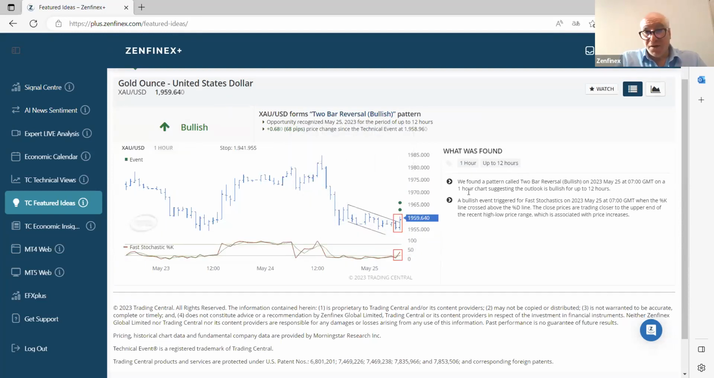Gold. So they're saying a pattern from a short-term perspective is a reversal. You'll remember I'm actually in a gold trade here, and I will be watching the news later to see if this pattern is indicating strength or weakness. I'm going to stick to my view. This is probably just a short-term trade. Let's see. Opportunity recognized May the 25th for a period of up to 12 hours. So they're looking for a short-term pop-up, which I don't disagree with. But subject to the news, I'm sticking with my trade idea.